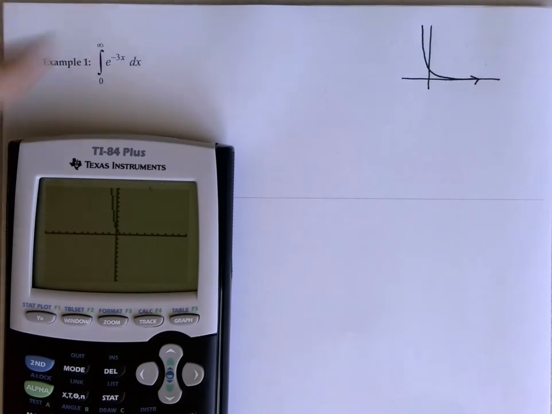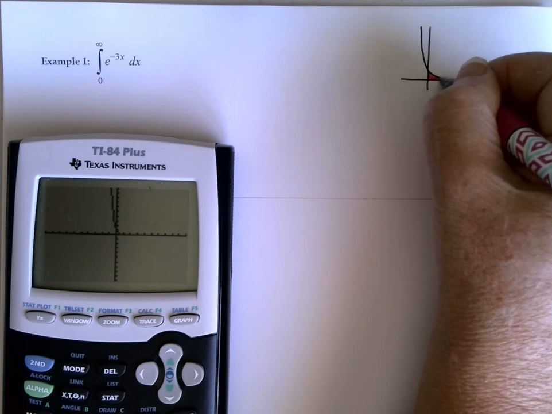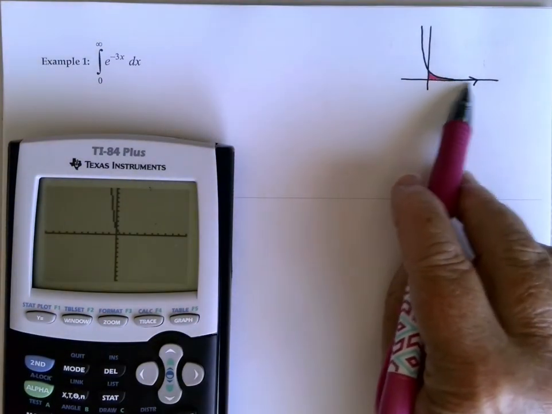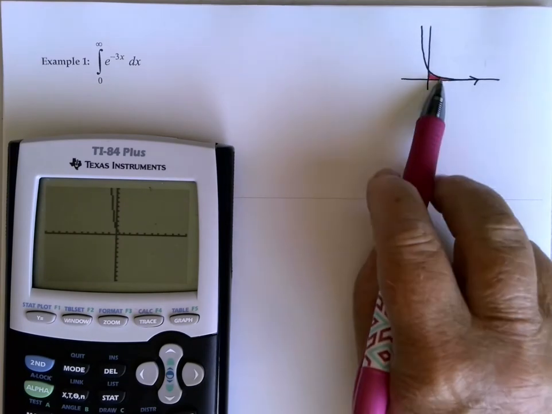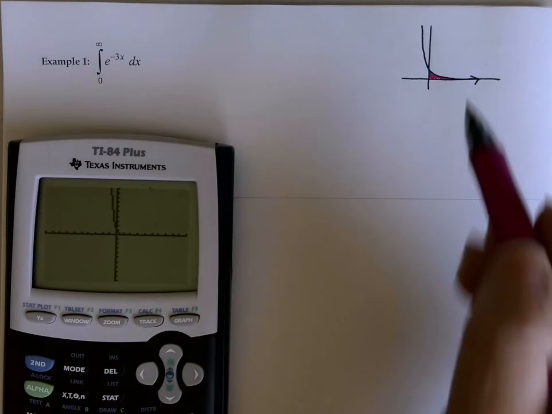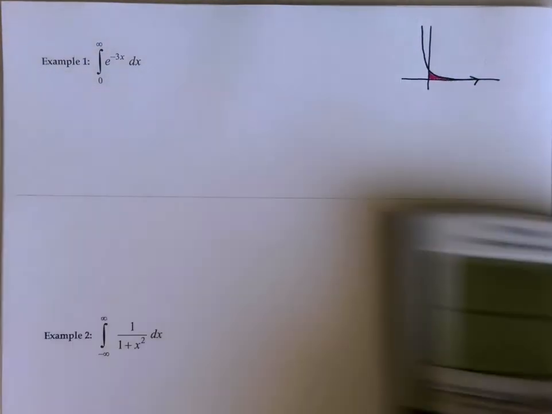We're integrating from 0 to infinity, so we're really just looking for the part over here. And we know that that function doesn't ever actually hit the x-axis, but it comes really, really close. It gets very tiny. And so it's certainly possible that that area has a limit, since it's squeezing down to not quite 0, but very close to 0 as the x values go to infinity. Let's find out.